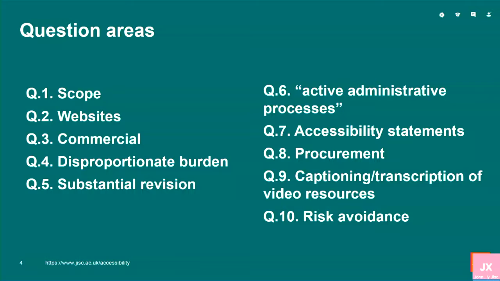Question 8, procurement, is also an important one. So, to what extent does an institution need to ensure that when procuring web-based systems, platforms and applications, these meet the required accessibility standard? We've got to settle on a way of dealing with this in terms of procurement.